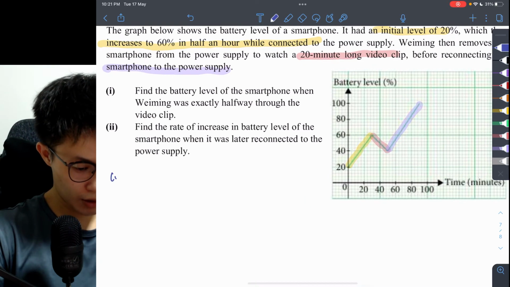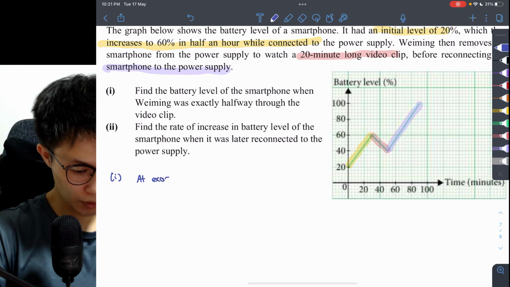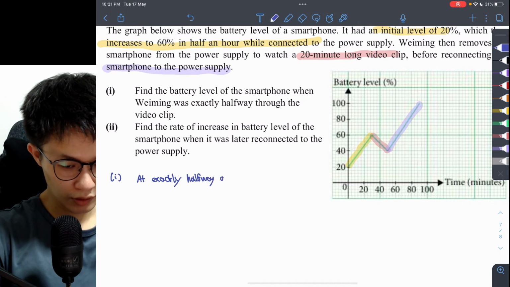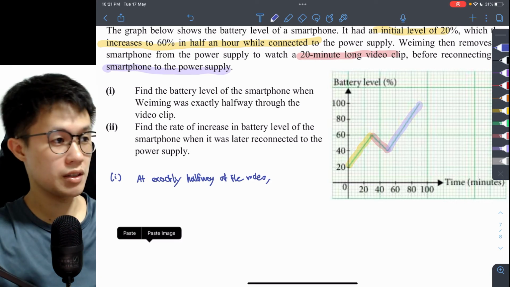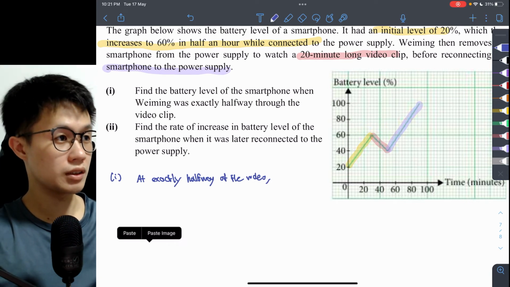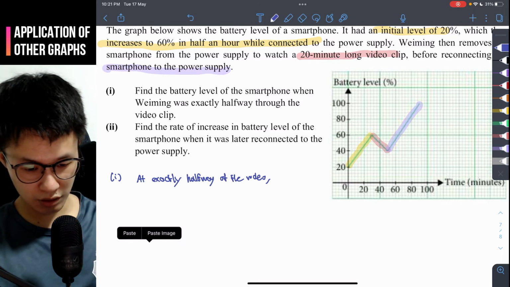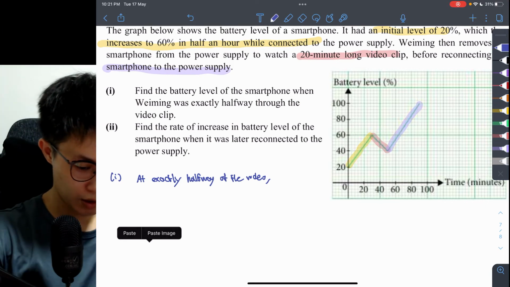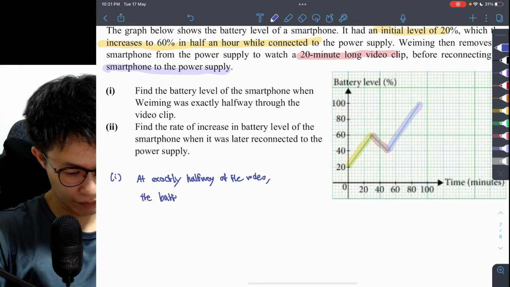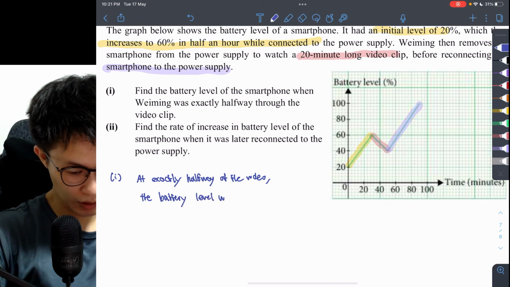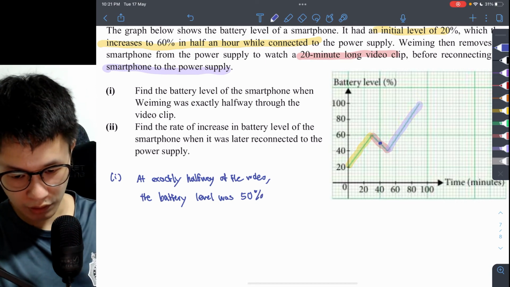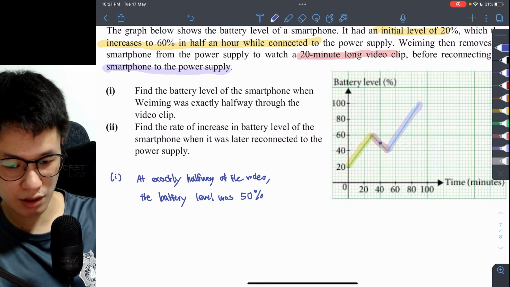So if you say at exactly half, the time is equal to 40 minutes. Or you can actually just correspond and you will figure out that the battery level is in fact 50%. How do we know that? It's just somewhere here, right, in the middle here. You can just use a dot here to represent it such that it's clearer.